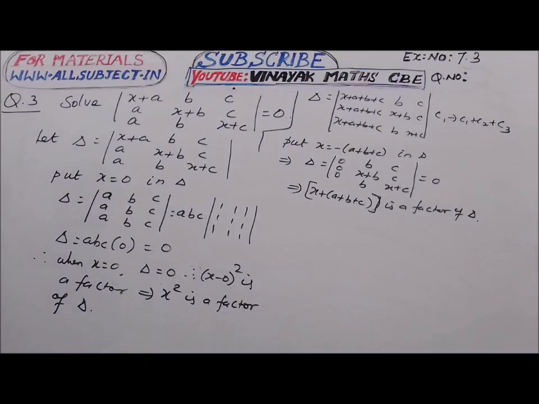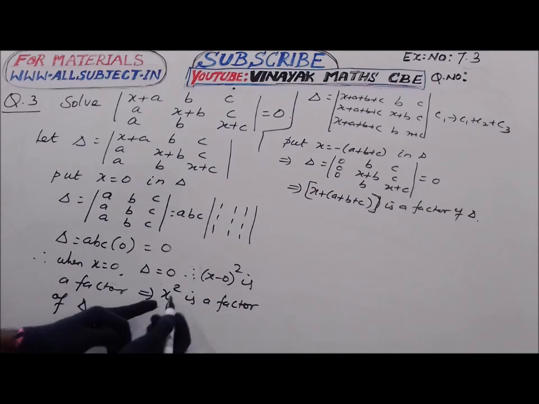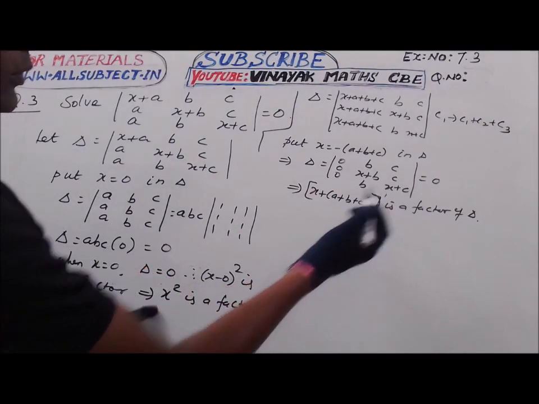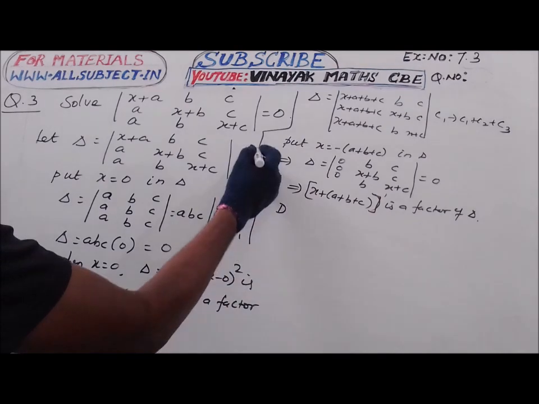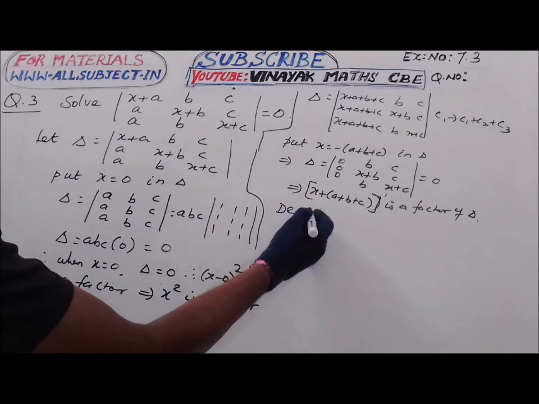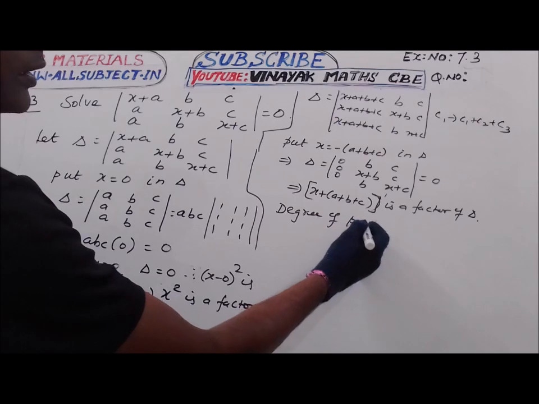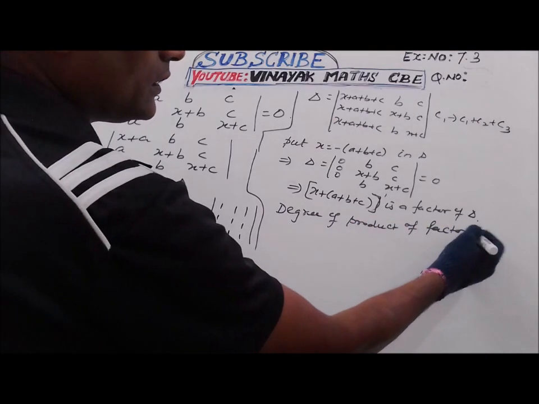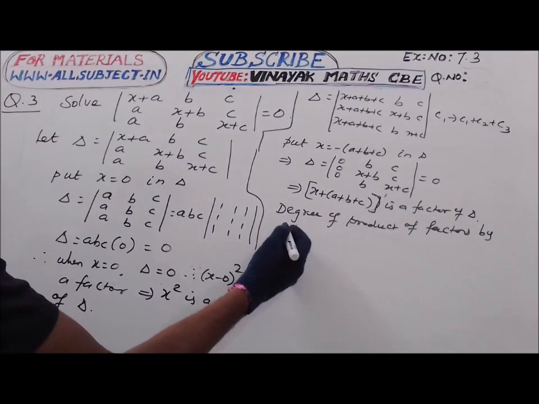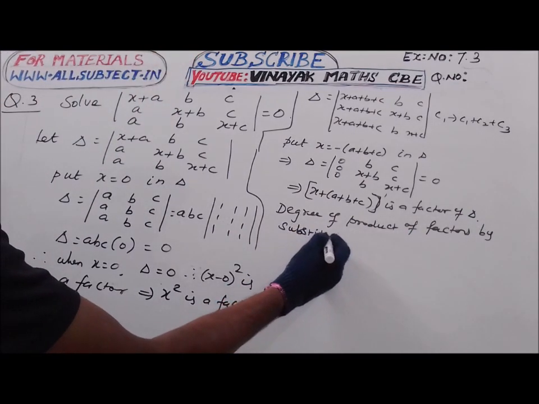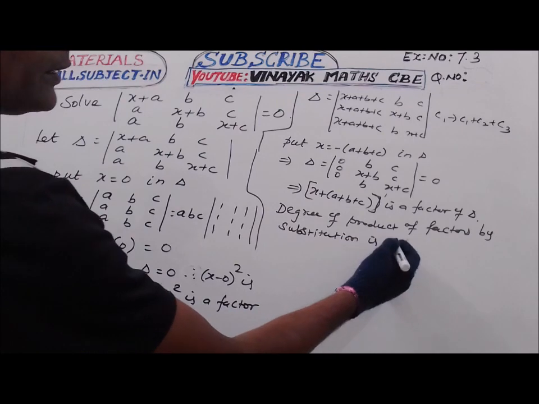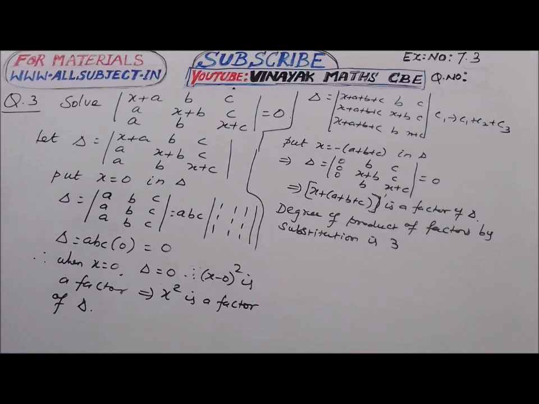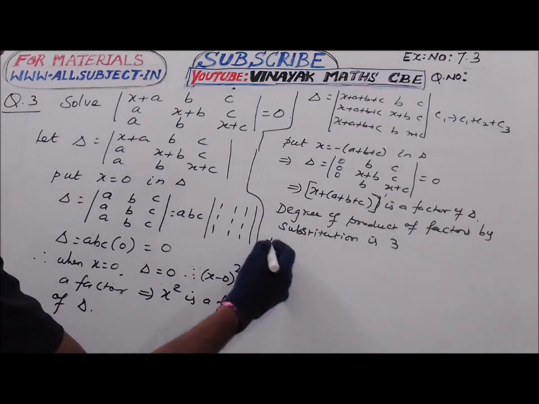So now we have found by substitution there are two factors: one is x square, another one is x plus a plus b plus c. Now the product of the factors is here power 2, here power 1. So the degree of the product of factors by substitution is 3.